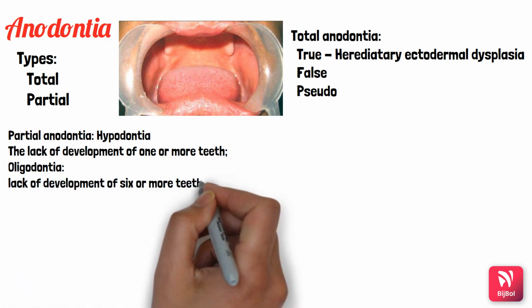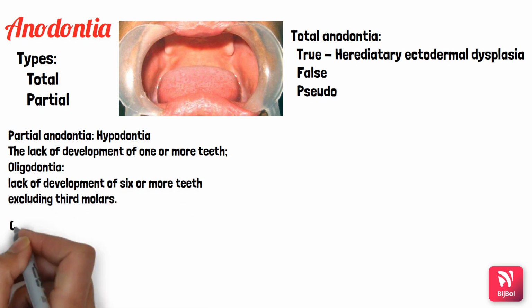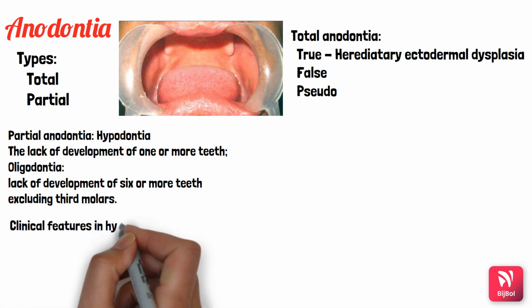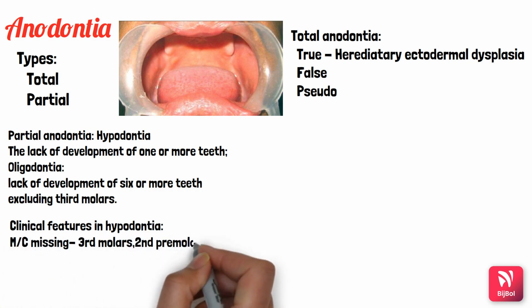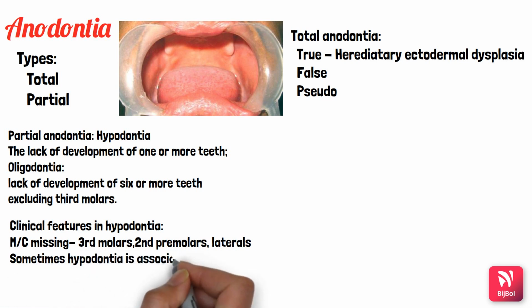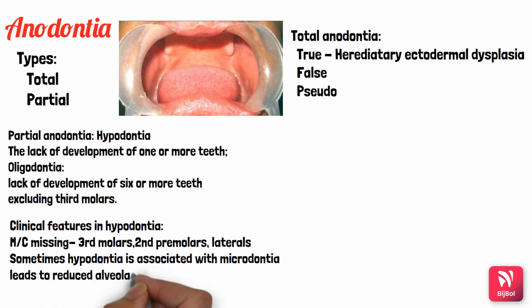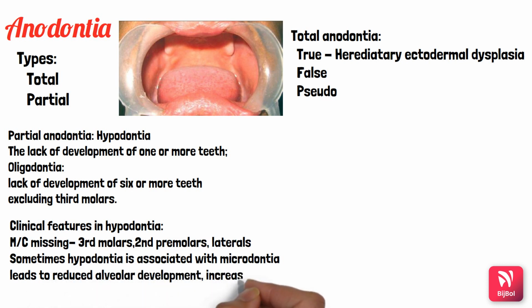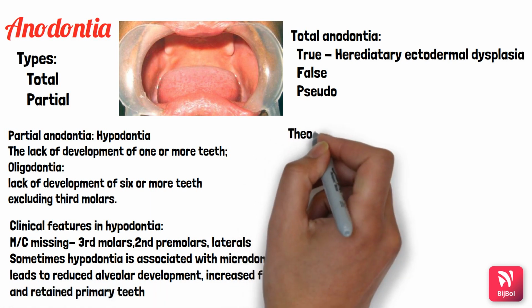There is a subdivision of hypodontia called oligodontia, wherein there is lack of development of 6 or more teeth. So what are the clinical features in hypodontia? Here the most commonly missing teeth are third molars, second premolars and laterals, and sometimes hypodontia is associated with microdontia, which leads to reduced alveolar development, increased freeway space and retained primary teeth.